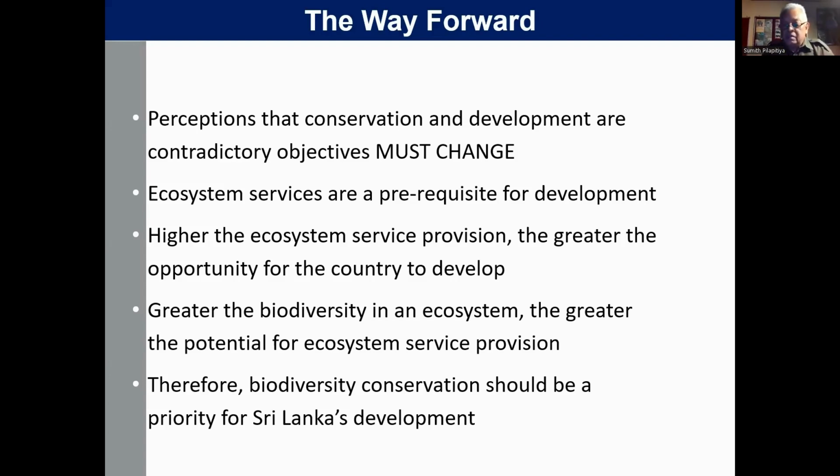That perception must change, because I just showed you with data that the more biodiversity we have, the greater the ecosystem services we can provide, and you need those ecosystem services for development. That means conservation of biodiversity and development are not contradictory objectives, they are complementary objectives, because ecosystem services are a prerequisite for development.